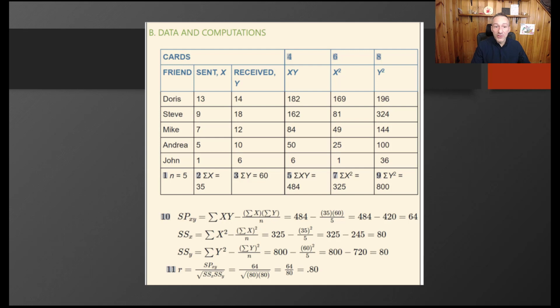Now that we have all those numbers, we can plug them into this formula here. So our sum of squares for x, if you plug it through that formula, is 80. The sum of squares for y is 80. And then the sum of the products of the two, we get 64. If we go through that formula, the 64 divided by the square root of 80 times 80, and then you get a correlation of 0.80, meaning that for cards sent and cards received, the Pearson's R is 0.80, which is a really strong relationship.